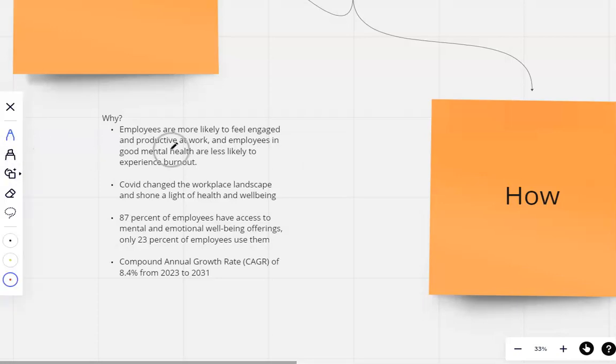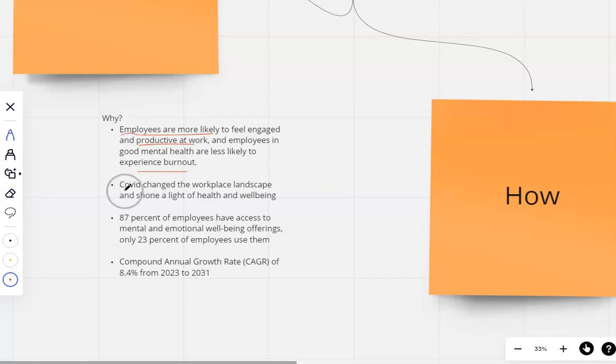The reason that I picked this is that employees are more likely to feel engaged and productive at work if there is a good well-being or health program within a workplace. They're much less likely to have issues such as burnout and mental health problems, and go off ill. So there is an incentive there for businesses, for corporations, to invest in this kind of thing.